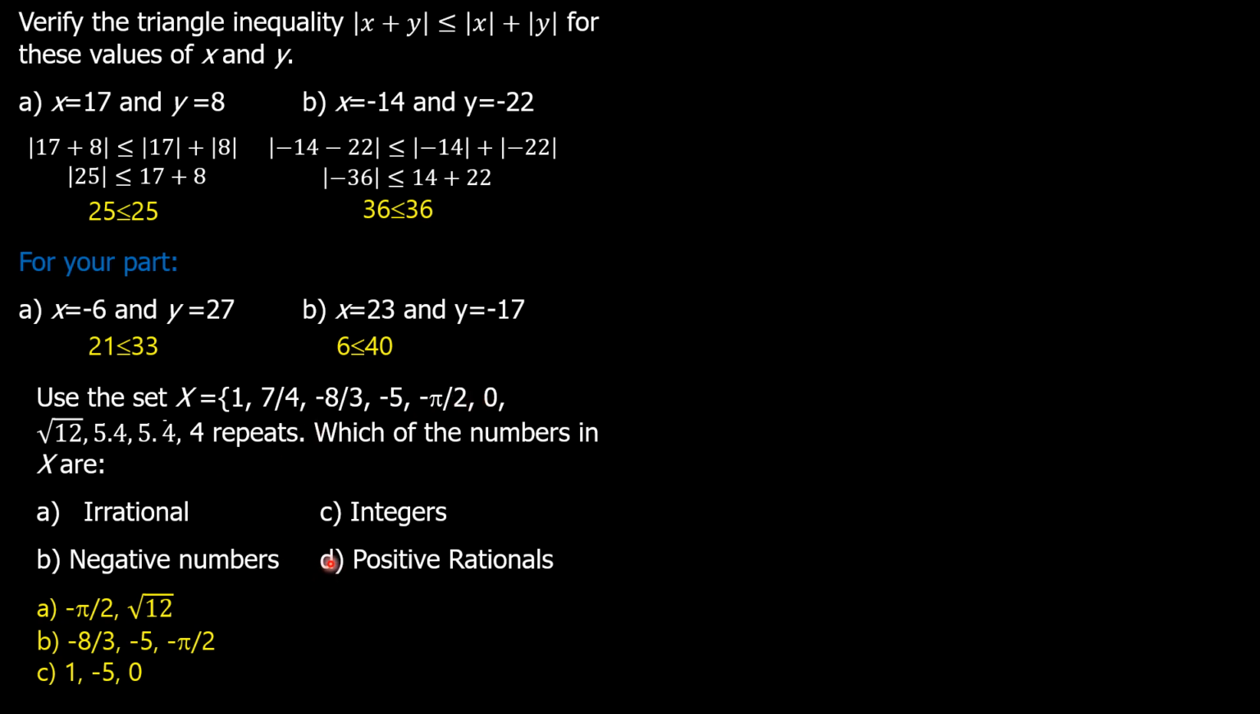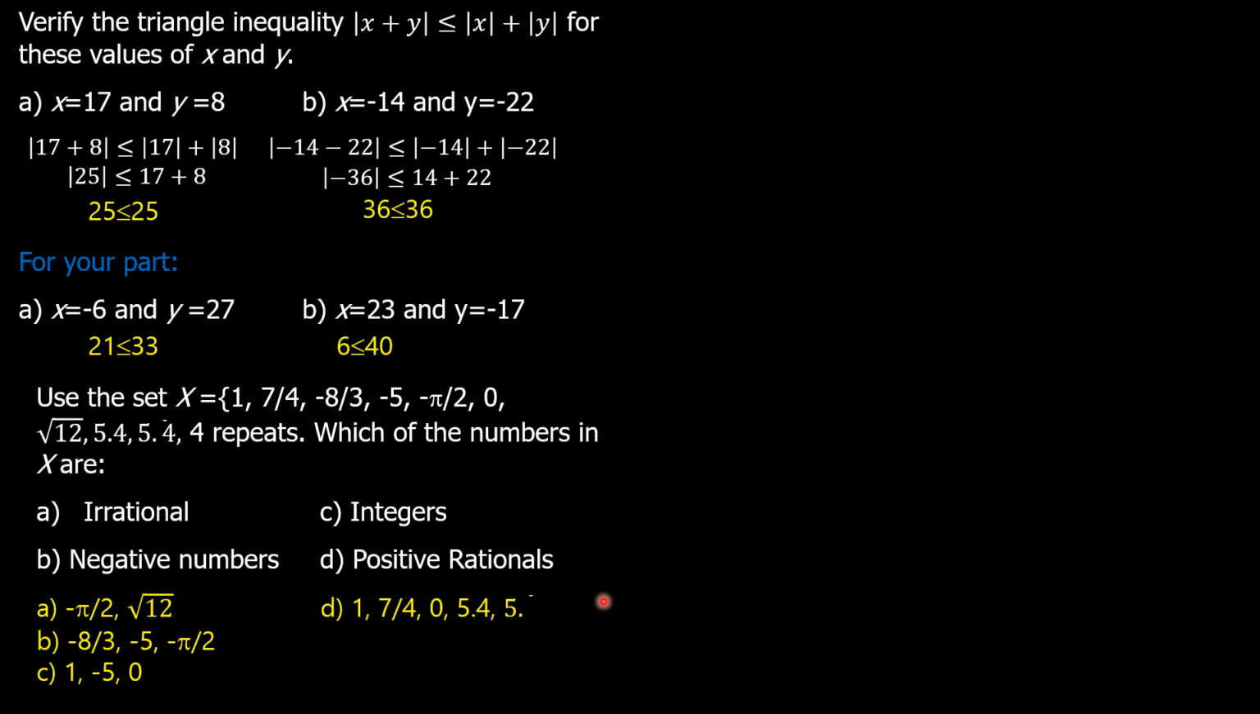And for part D, positive rationals. Rational numbers are numbers that can be represented in the form a over b, where both a and b are whole numbers or integers. So therefore, the answers would be 1, because 1 is 1 over 1, 7 fourths, 0. So those are the answers.